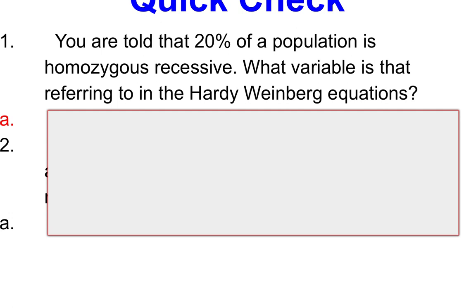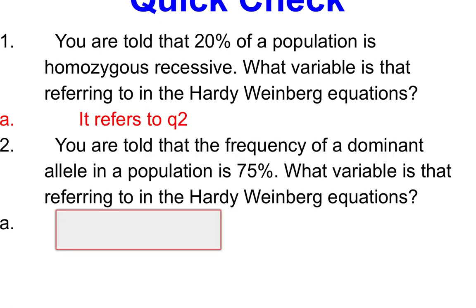So let's just make sure you understand. If you are told that 20% of the population is homozygous recessive, what variable are we referring to for the Hardy-Weinberg equations, p or q? It's actually referring to q squared.